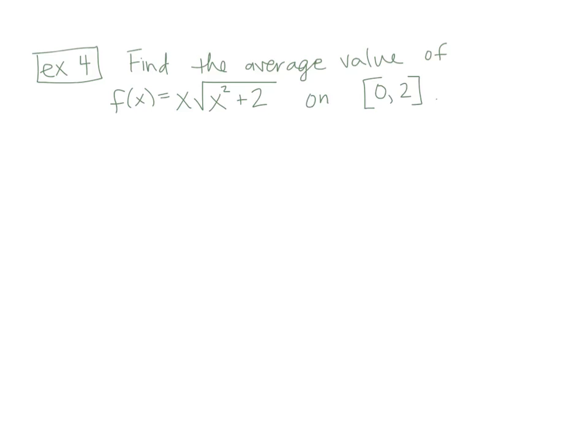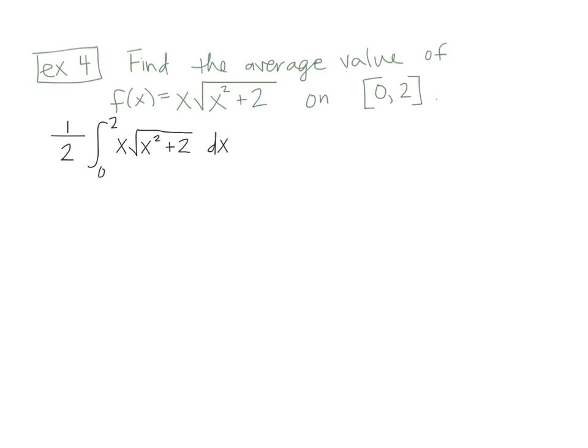So here we go. We want to find the average value. So again, pretty straightforward. Finding the average value, we take 1 over b minus a, so 1 over 2 minus 0, so 1/2, of the integral from 0 to 2 of our function x times the square root of x squared plus 2 dx. All right, so that's essentially what we need to solve. It's a straightforward fundamental theorem of calculus.